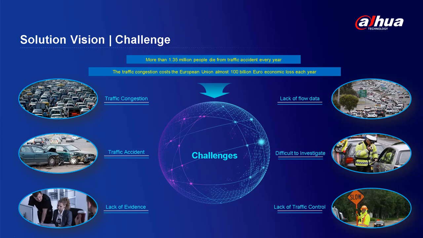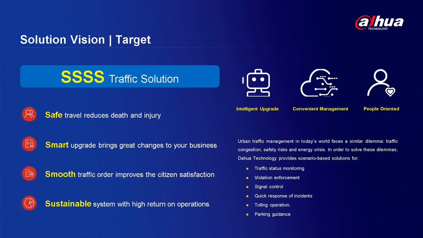So it's a challenge when we don't have evidence, we don't have any analytical data based on lack of enough data. Then it's hard to investigate in case of conflict. Then we don't have traffic control, of course. So how are we solving this? The target is we want to introduce safe travel to reduce death and injury. We want to do smart upgrade, bringing changes to different business, then smooth traffic to improve satisfaction. Then we also want to create a system that is sustainable for the end user.